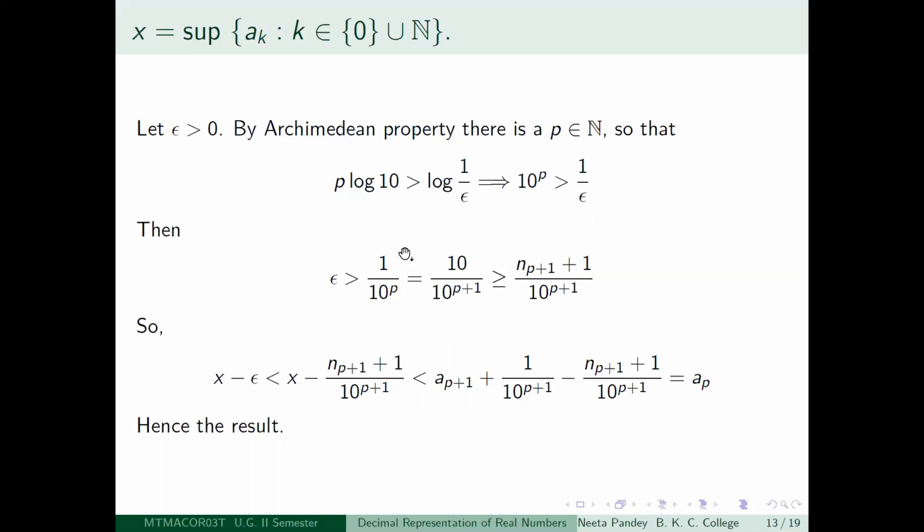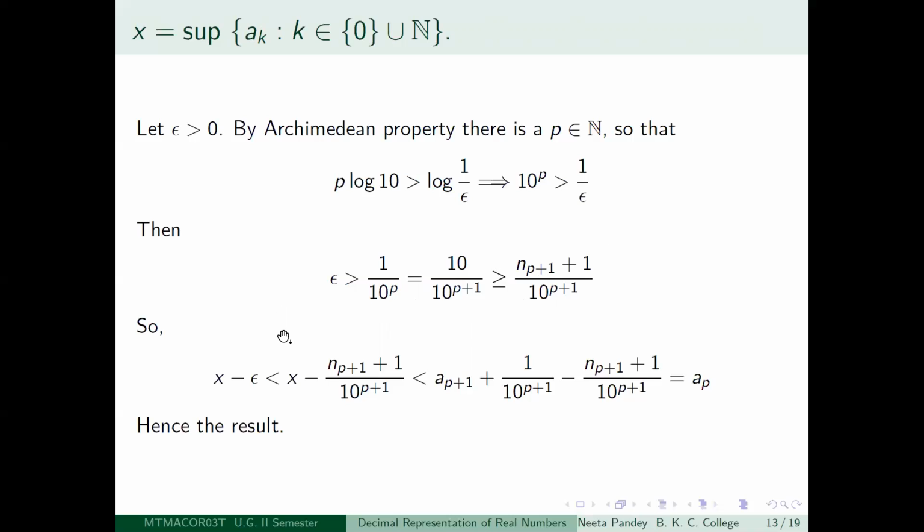So that means if you multiply the numerator and denominator both by 10, you will get 10 divided by 10 to the power p plus 1. And you know that n(p+1) is a non-negative integer which is less than or equal to 9. So n(p+1) is going to be less than or equal to 10. So you get 10 divided by 10 to the power p plus 1 is greater than or equal to this quantity, n(p+1) divided by 10 to the power p plus 1.